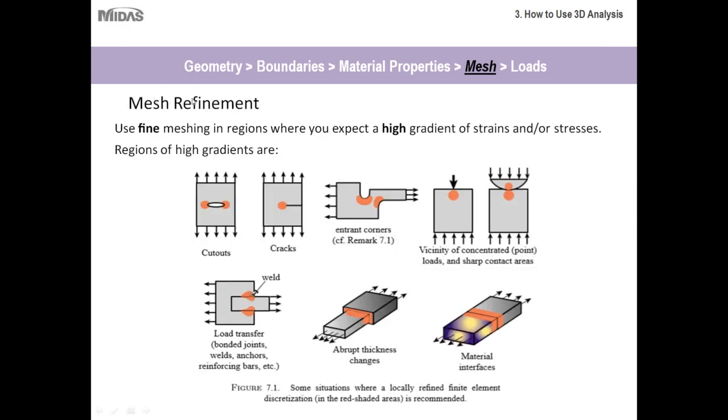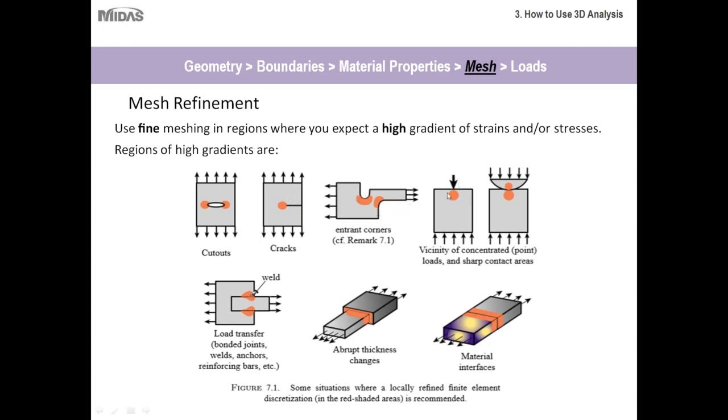Okay, and then just once again, just going over mesh refinement. Fine meshing is done in regions where you expect a high gradient of stresses, strains, and displacements, etc. So here are some other examples of regions where you'd want fine meshing. For example, along cutouts, any sort of openings, along cracks, or areas where you'd expect cracking, you want your meshing to be finer. Also, re-entrant corners, you'd need fine mesh.